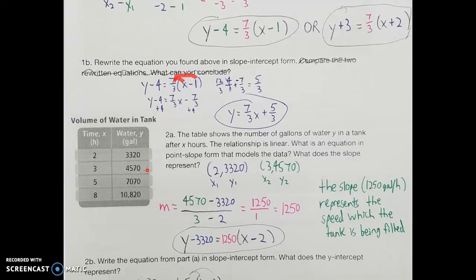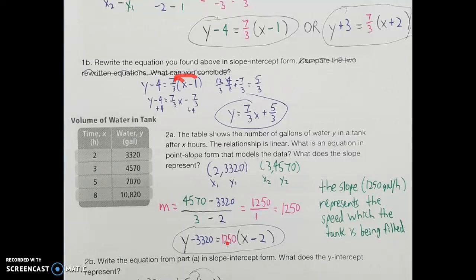So first thing we're doing, just like the last problem, I want to find the slope between those 2 points. So I subtract the y's. 4570 minus 3320 is 1250. And subtract the x's on the bottom. 3 minus 2 is just 1. So if I use that to find my slope, it is 1250. I plug that in, same place in the formula, goes outside my parentheses.